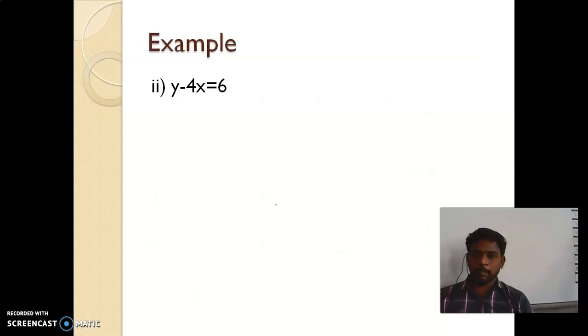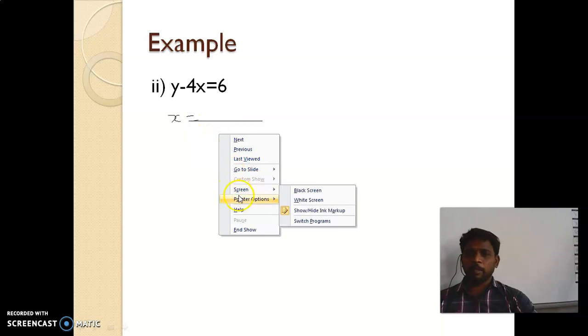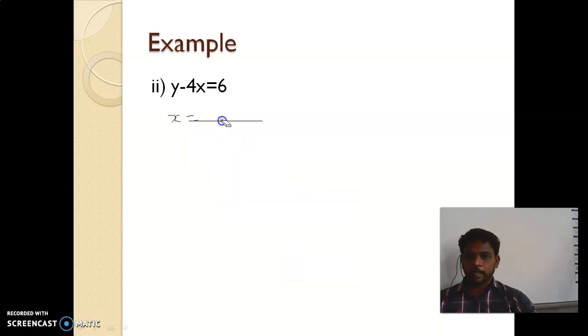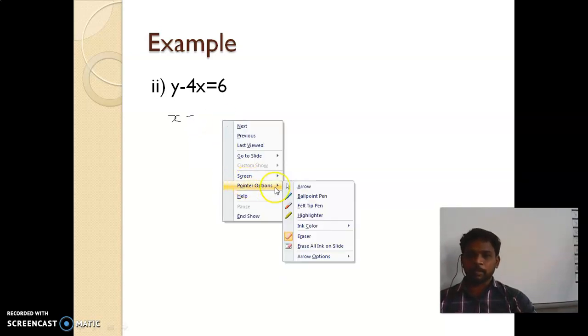Okay. Look at the next example. y minus 4x equal to 6. Here also we are going to find at least 2 solutions and then plot them on the graph sheet. So I am going to take x equal to 0 again here, that is an easy one. In another case, take y equal to 0. That is an easy way to find the minimum 2 solutions.